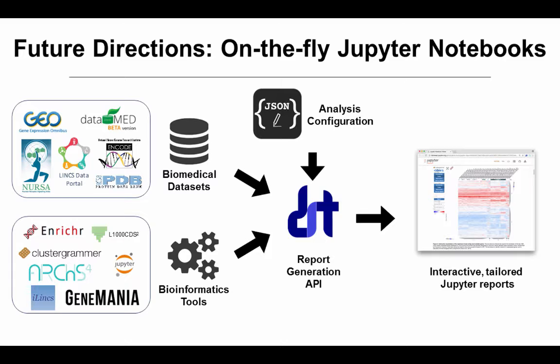So the general idea behind this new direction is that we want to develop an API which will consist of several scripts which go into the repositories of these different data sources and download the datasets and make them available in a standardized format in the Jupyter environment. And on the other hand, we will also aim to develop or collect several scripts which allow these computational tools to operate on these standardized data formats and generate meaningful analyses. So this API will also support a configuration in the form of a JSON file. And this will allow users to create interactive and tailored Jupyter reports of the datasets they're interested in analyzing by a combination of the computational tools of choice.